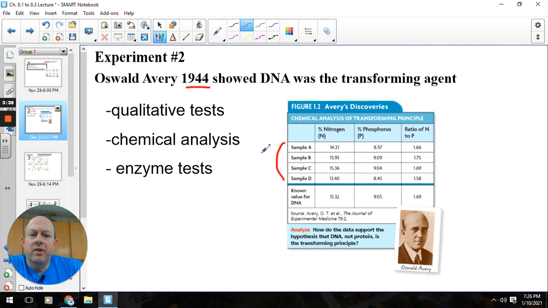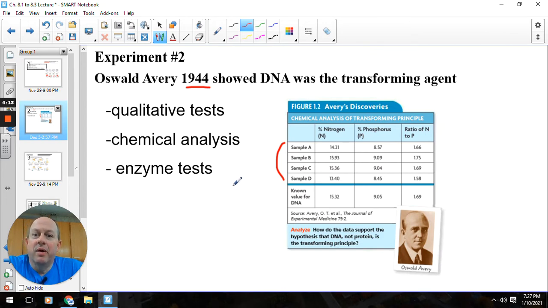Then he did a chemical analysis, and the ratios of nitrogen and phosphorus in DNA in the samples also worked out. And then he did an enzyme test where certain enzymes would destroy proteins, and so that should have made Griffith's test not work, but they still worked anyway. So that makes you think, well, it must not have been proteins. Maybe it was DNA after all. All these things pointed to DNA. Oswald Avery said, hey guys, DNA is the genetic material that Griffith was studying.